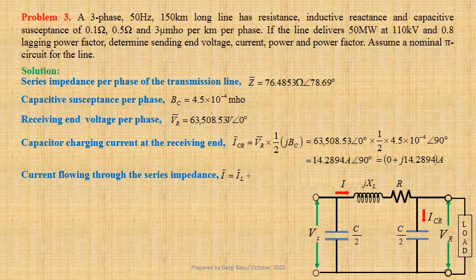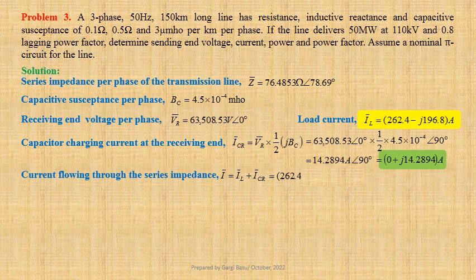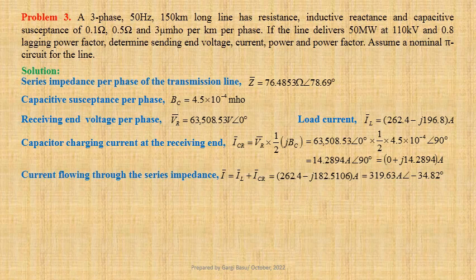Now we shall compute current flowing through the series impedance. I equals IL plus ICR. We have determined load current IL equals 262.4 minus J times 196.8 ampere. Therefore, I equals 262.4 minus J times 182.5106 ampere. This may be written in polar form as 319.63 ampere at an angle minus 34.82 degree.